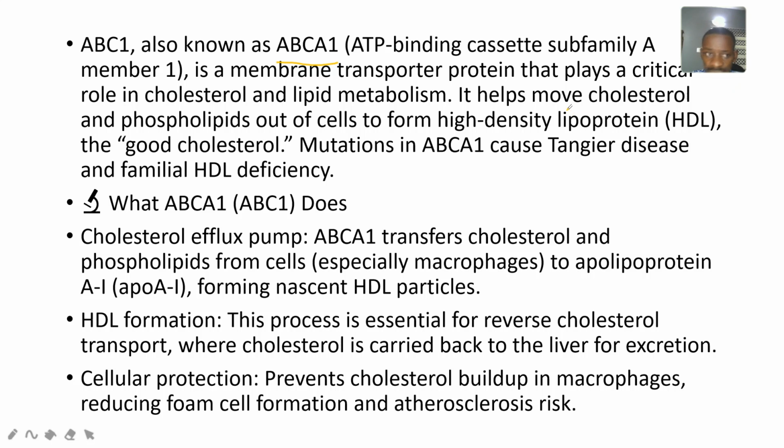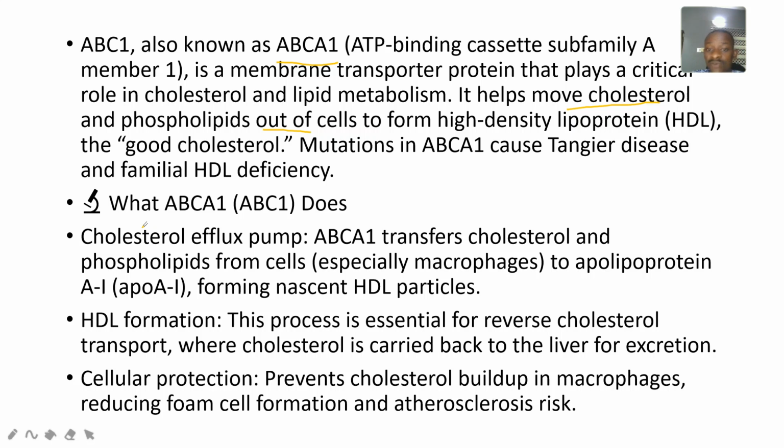So it helps to move cholesterol and phospholipid out of cells to form high density lipoproteins, which is known as the good cholesterol. Remember that the bad cholesterol is low density lipoprotein. So in cases where you have low levels of this ABC1, you have a disease condition. Do you understand?